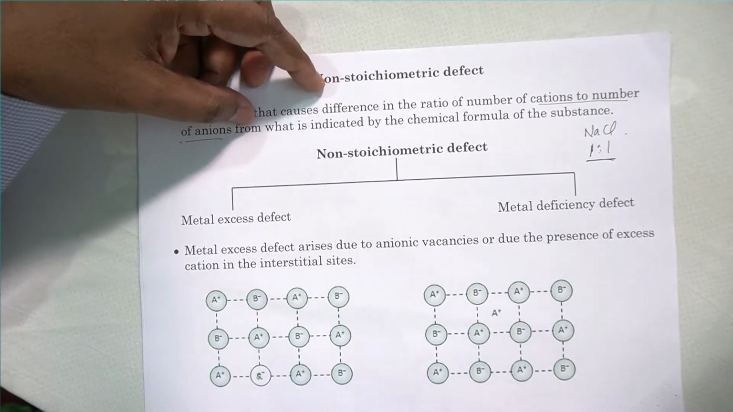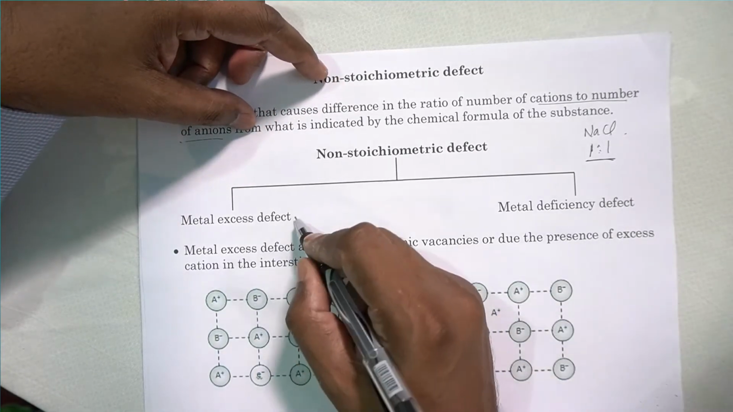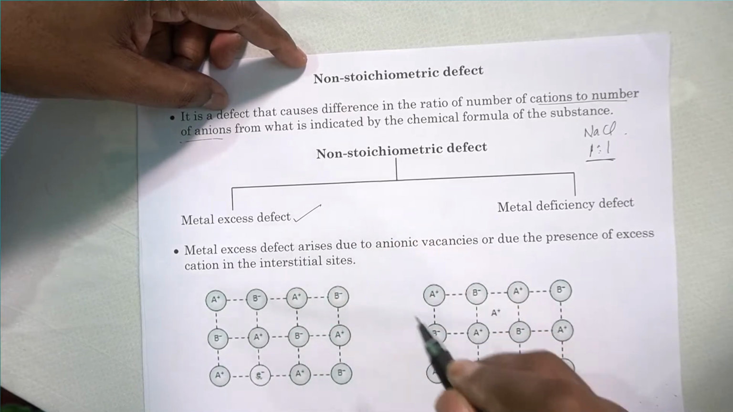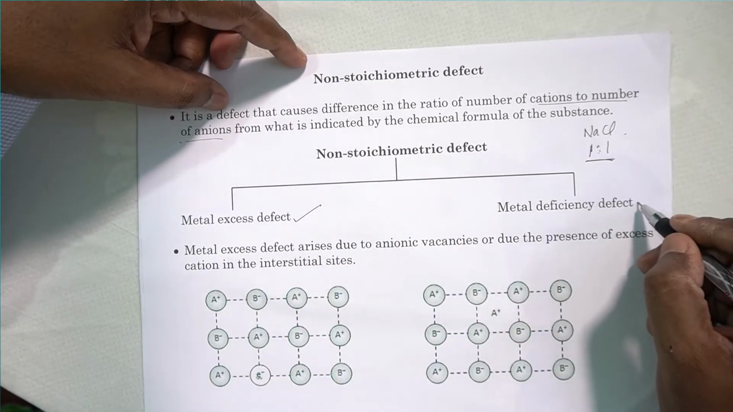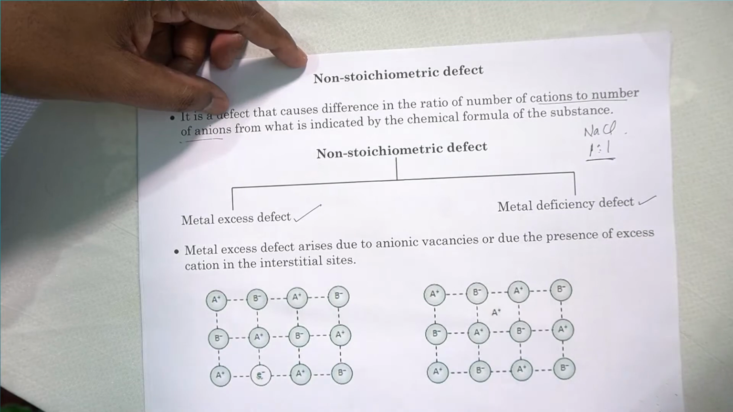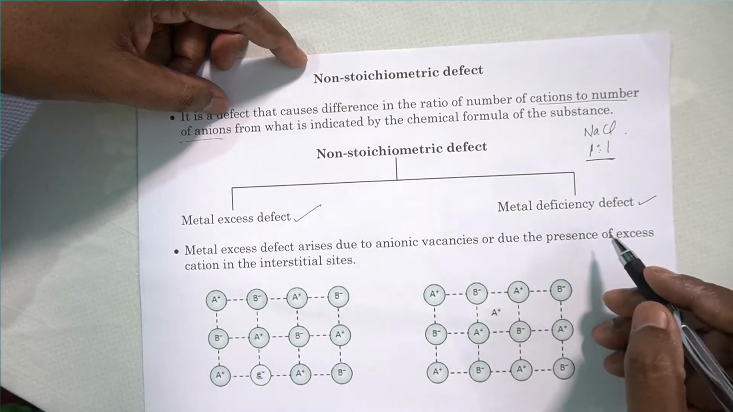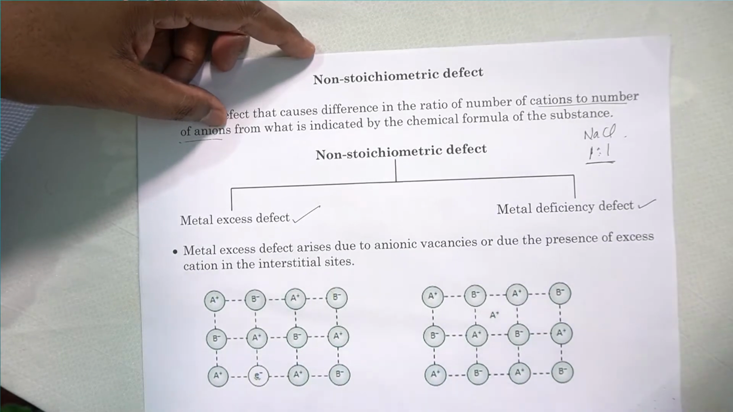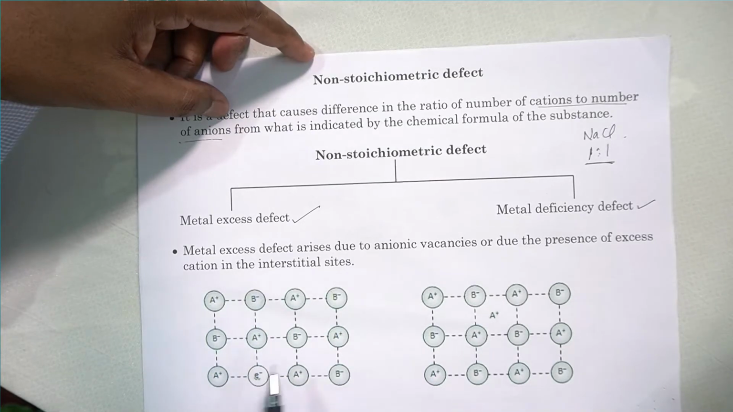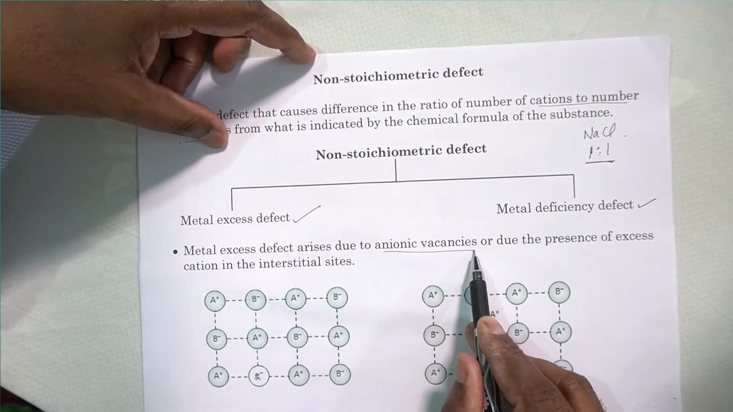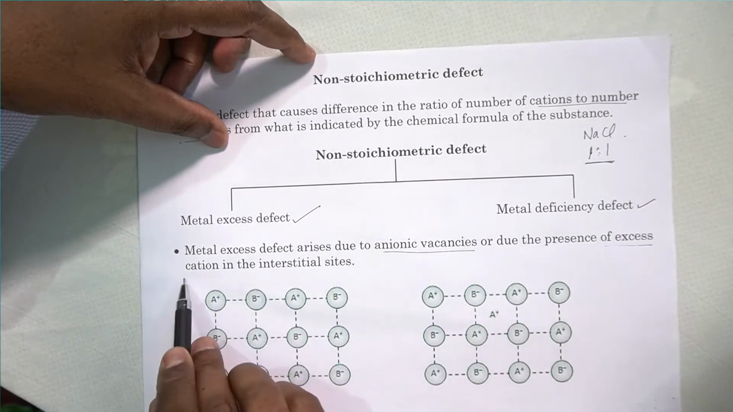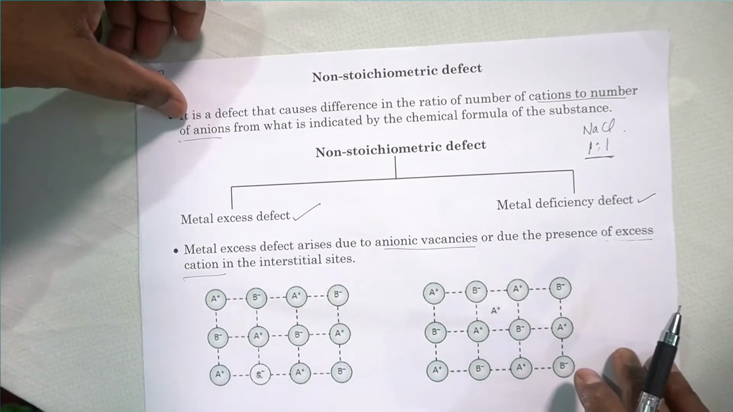Now there are two kinds of non-stoichiometric defect. One is a metal excess defect, and the other one is a metal deficiency defect. So let us understand the metal excess defect first, and metal deficiency defect after that. Now what is a metal excess defect? It arises due to anionic vacancies, due to the presence of excess cation in the interstitial site.